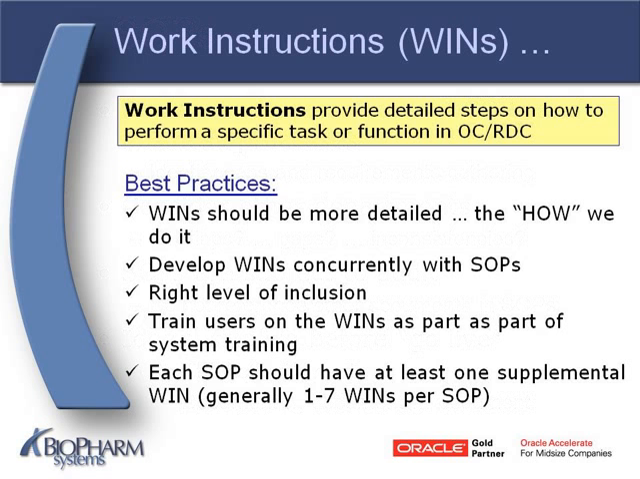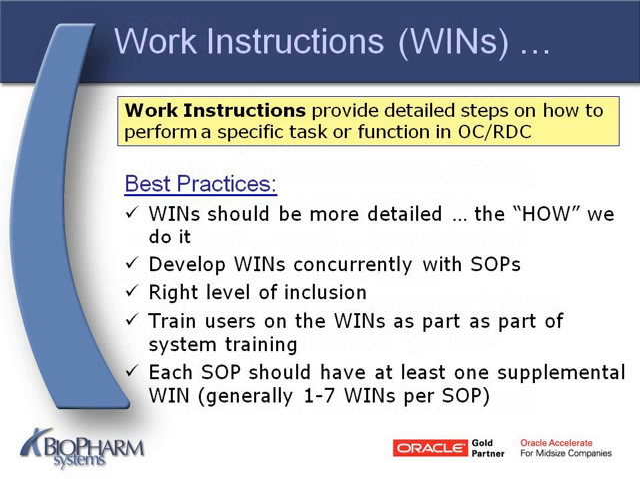Now we're going to talk about work instructions, what I call WINs. Some people call these business process documents, things like this. I've just gotten used to the word WINs, so that's what I call them. These supplement your SOPs, and they're what provides the detailed step-by-step how to perform a particular task or function in OC or RDC. Many of the things I'm going to say about WINs are the same as SOPs, so I'm not going to repeat those things. I'll just outline the things that are a little bit different. They're the more detailed, again, the step-by-step how-to.